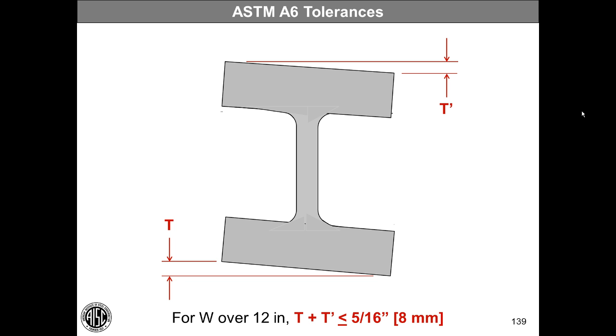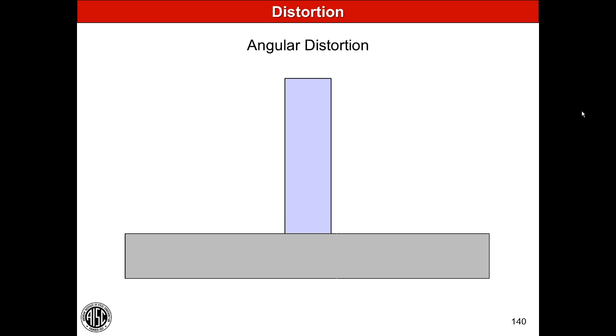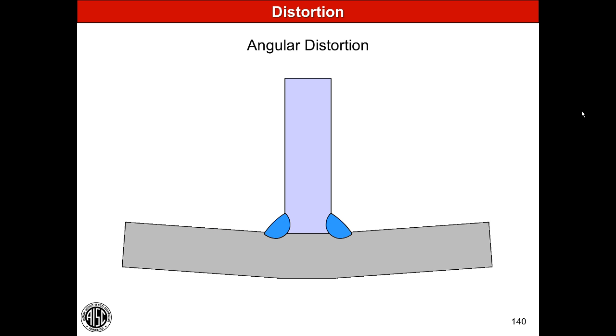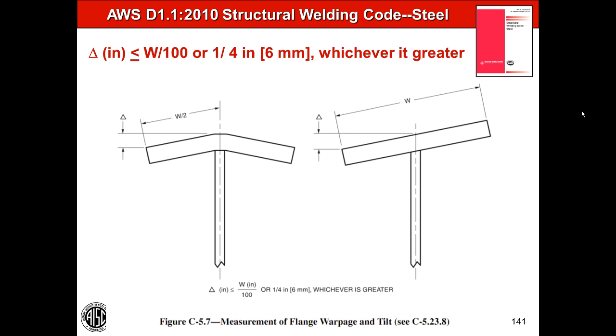When we weld, we get angular distortion. AWS D1.1 gives us limits for those angular distortions. But the reality is we're allowed to have some angular distortion. We need to recognize these commercial realities. Let's go back to ASTM and start with tubing.